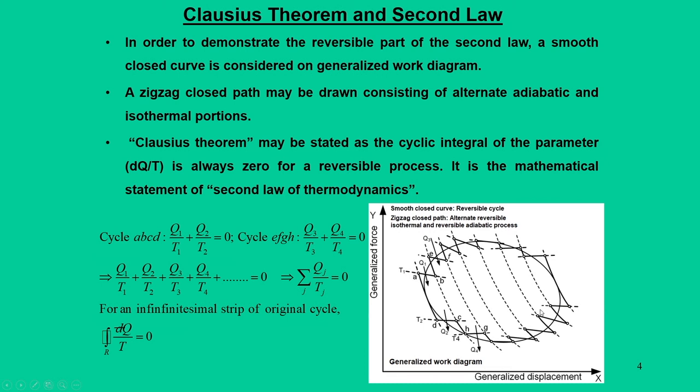Now, considering this, what we found is that the cyclic integral of the parameter dQ by T is 0. So, this was stated as one of the Clausius theorems for a reversible process. It says that the Clausius theorem may be stated as: the cyclic integral of the parameter dQ by T is always 0 for a reversible process. In fact, it is another form of the second law of thermodynamics.